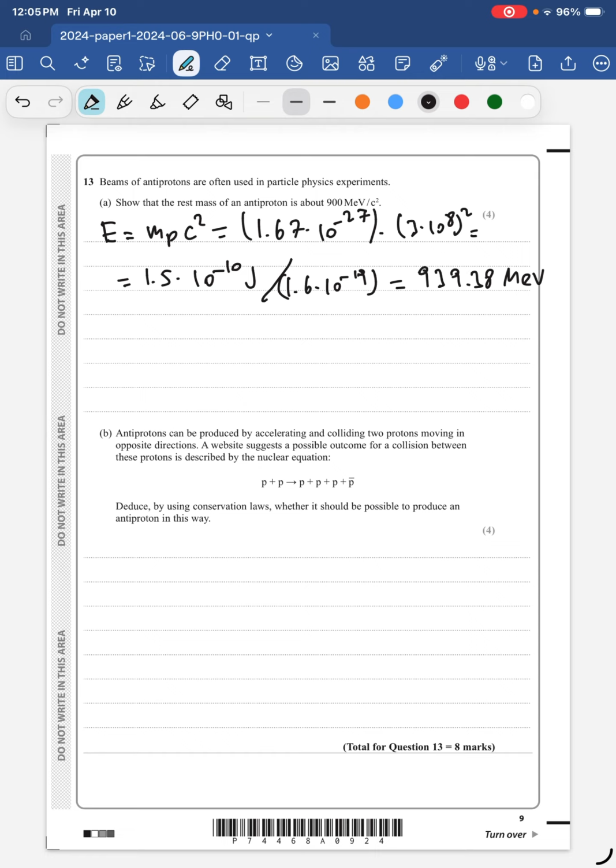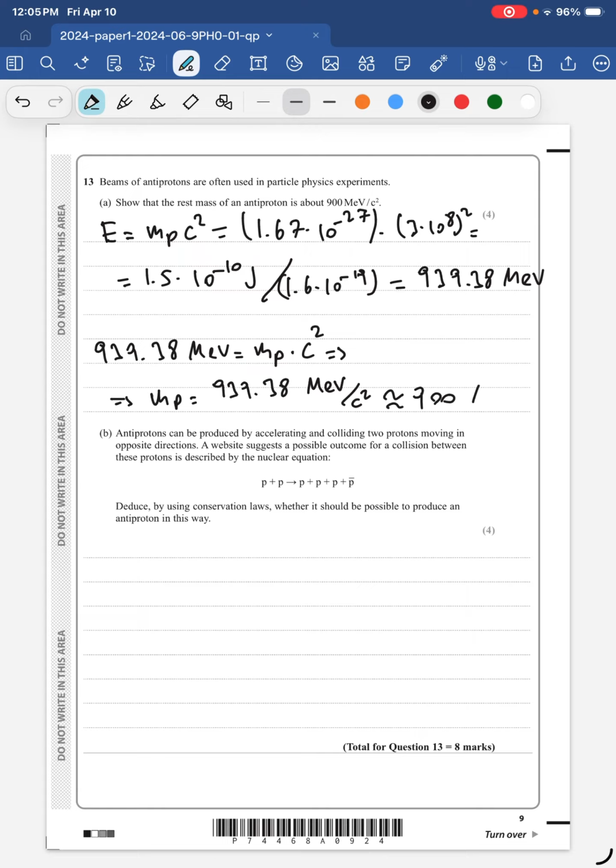Now how do we find the rest mass? We apply the same procedure one more time. Since energy is mc squared, we have 939.38 MeV is equal to the mass of the proton times c squared. So the mass of the proton is 939.38 MeV per c squared, which is kind of close to 900 MeV per c squared. Okay, part B. Antiprotons can be produced by accelerating and colliding two protons moving in opposite directions.